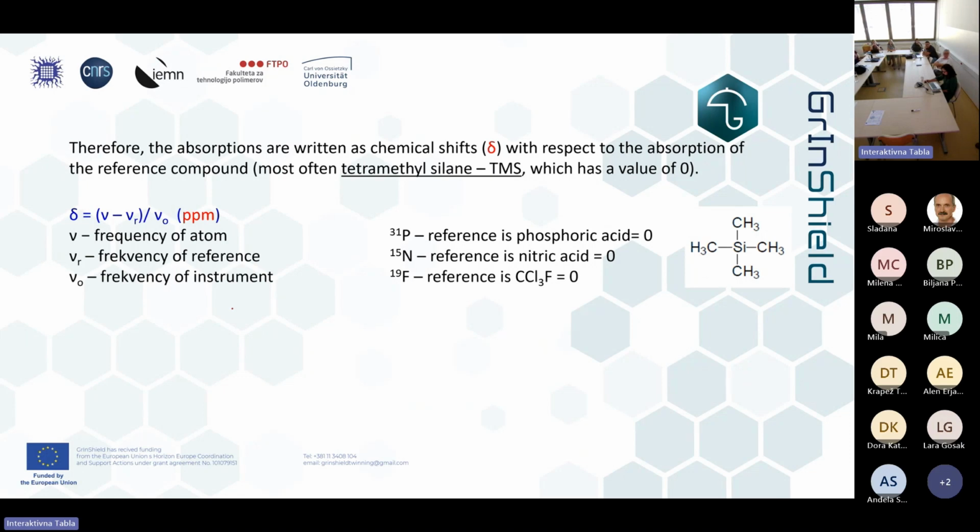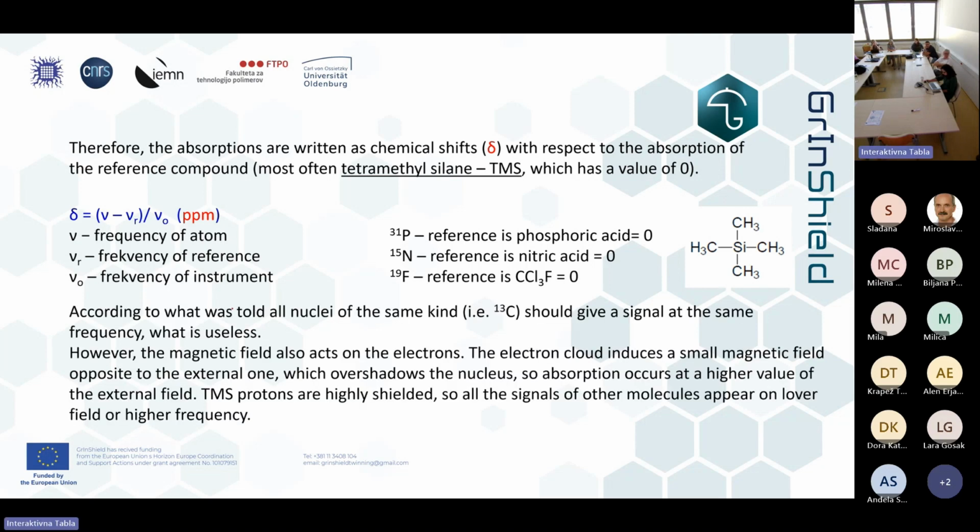For carbon or proton, usually we use this tetramethylsilane, which is shown here. But for other nuclei, we use other standards. And according to what I said previously about this mechanism, it seems that every proton should resonate and give a signal at the same position. But that's actually not true. That would not be of much use.